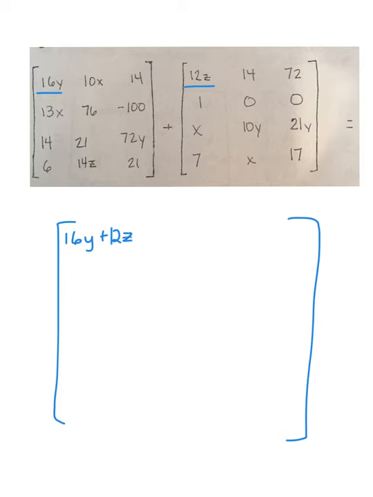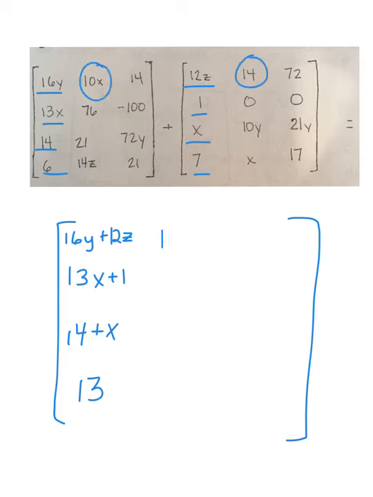Then we have 13x and 1. You can't add x's to 1, so it just looks like 13x plus 1. 14 and an x, again, you can't add them, so you just write 14 plus x. 6 plus 7, finally one that we can do, is 13. 10x and 14. Can't add those, so it's just 10x plus 14.